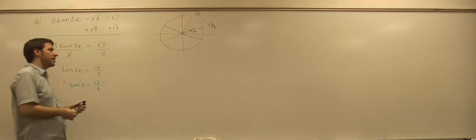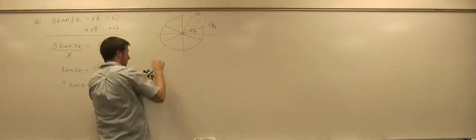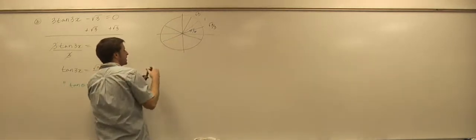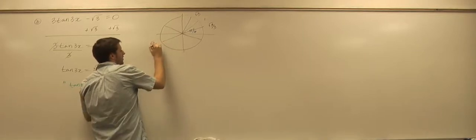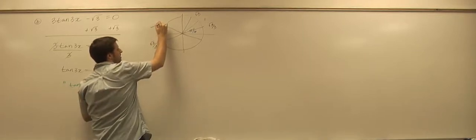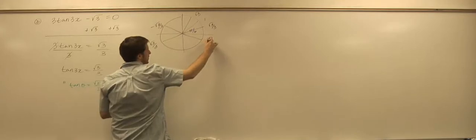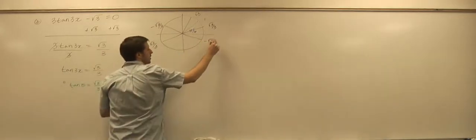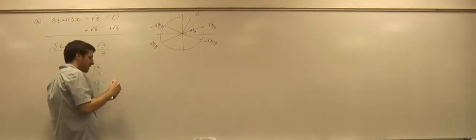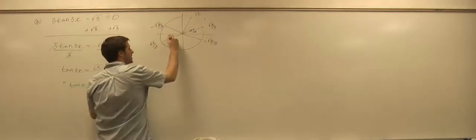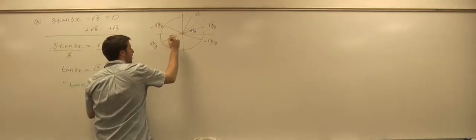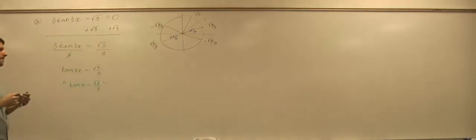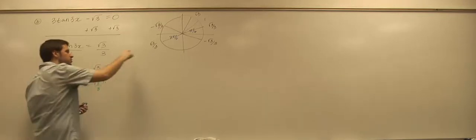Do I need the other answer over here? There's another place where tangent's equal to root 3 over 3 down here. This one doesn't work because it's negative, and this one doesn't work because it's negative. Tangent's negative in 2 and 4. But this guy's okay. 7 pi over 6 is another answer. Do I need both of those? Why or why not? Not really, because you're just going to add pi in. Yeah, not really. I mean, you could use both of them.